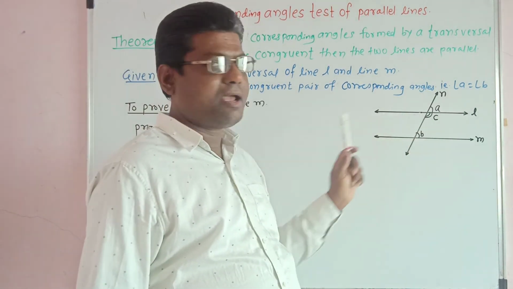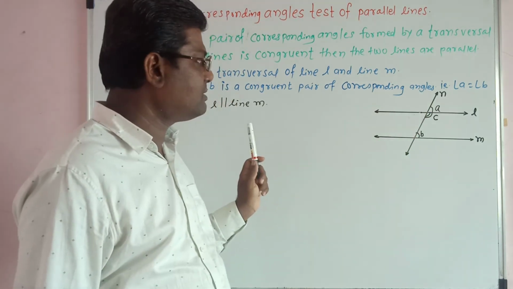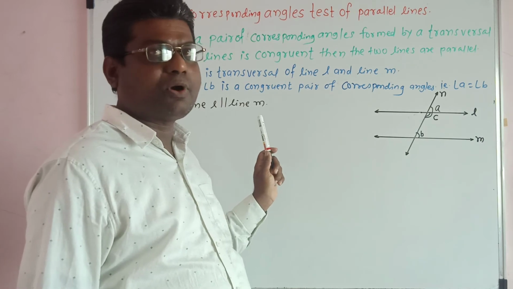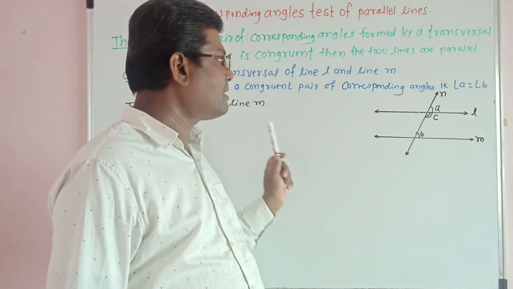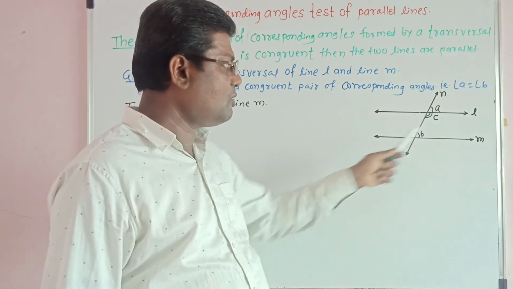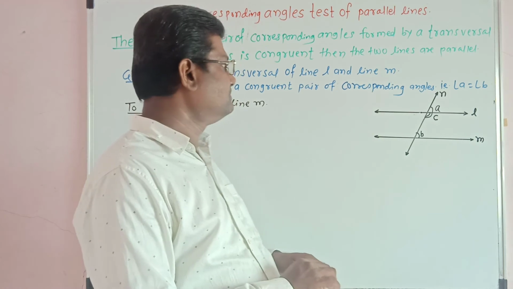Here line L and line M are given, and line N is their transversal. Angle A and angle B are the corresponding angles, and these angles are congruent, that is angle A is equal to angle B, and we have to prove that line L is parallel to line M.